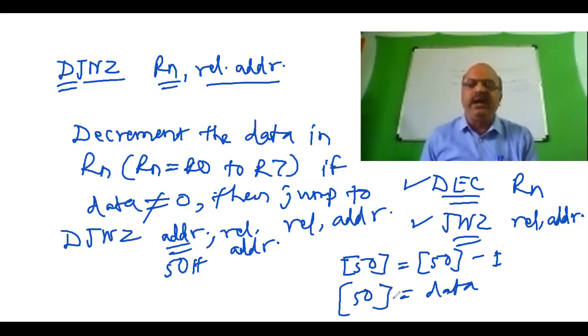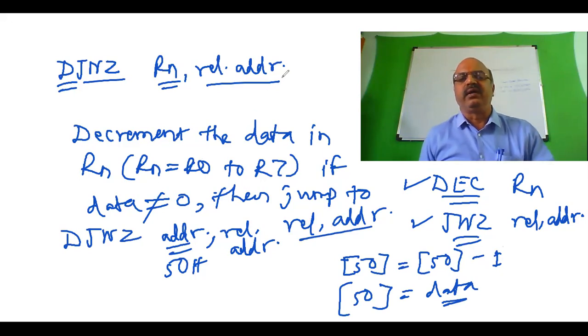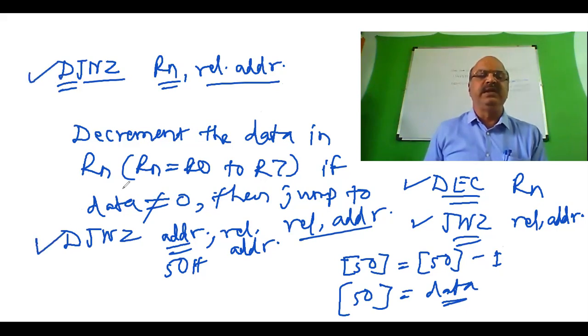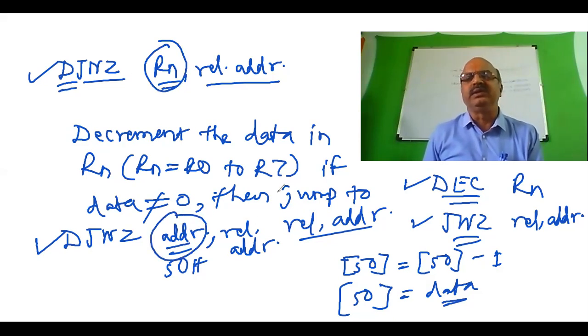So the data in the address is decremented by 1, and this is now the new data. Old data is decremented by 1, and this becomes the new data. This data is checked whether it is 0 or not. If the data is not 0, then the relative address jump is taken. Correct. So both are same. DJNZ Rn and this DJNZ address instruction are the same, except that here the data is given in the bank registers, and here the data is given in the RAM address. That is the only change.